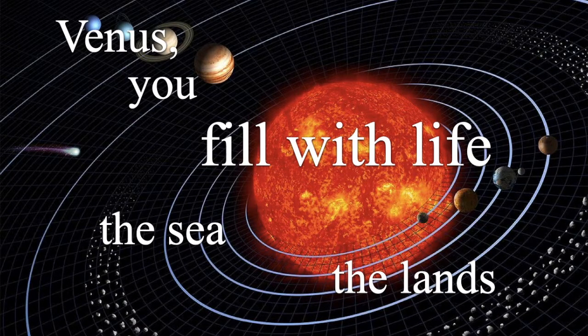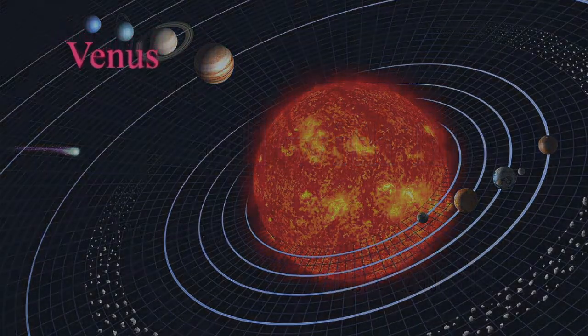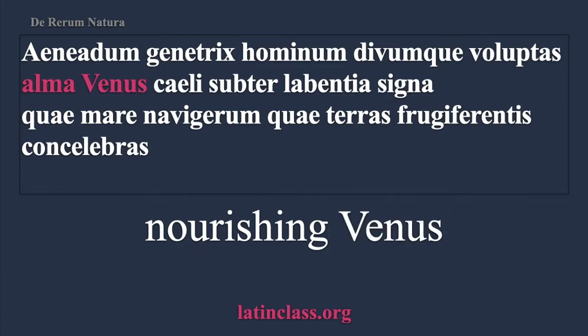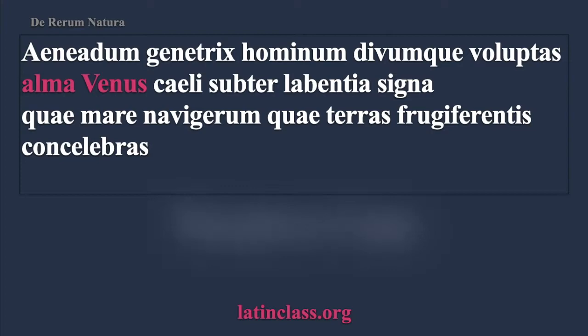And fittingly, it is the word Venus that pulls these other words in. Let me explain. It's Latin grammar that orders these words in a meaningful way. And according to the grammar, Venus is described by the adjective alma, nourishing Venus. Alma Venus is in what we call the vocative case.